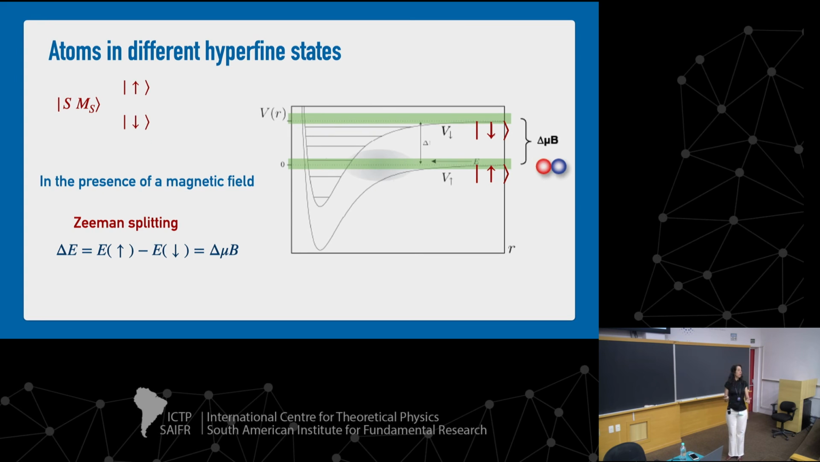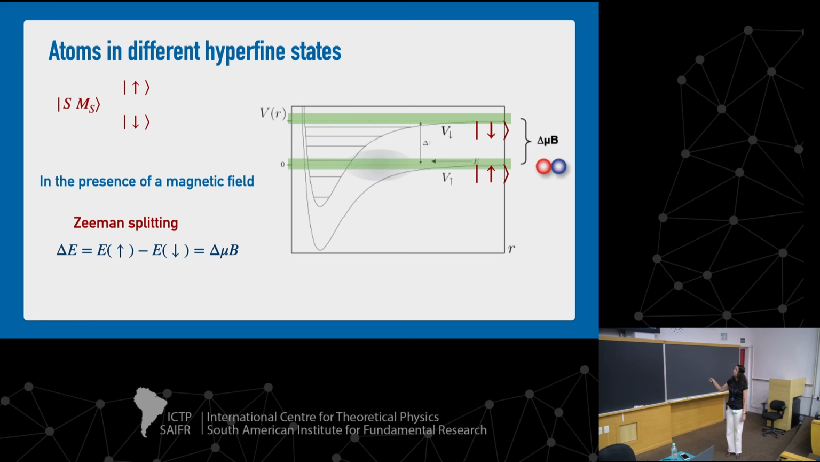And how do we control interactions then? So we have atoms in two hyperfine states, which once again I am calling up and down. And in the presence of a magnetic field, they experience a Zeeman splitting. They don't have the same energy. The energy of the up and down is separated by the Bohr magneton and the magnetic field B. And here is a sketch of what happens. If the field is 0, these two curves would collapse on top of each other, but they are separated by this delta mu B that's kind of erased here.